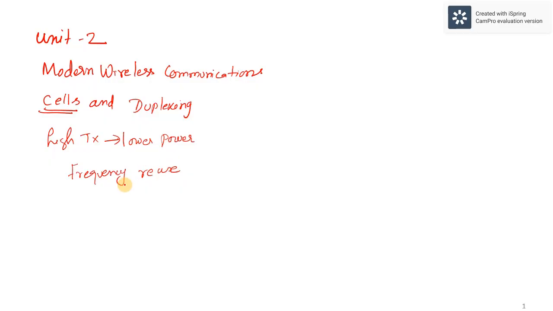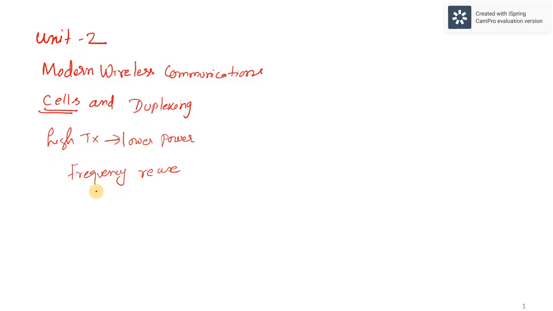So spectrum congestion can be reduced with the help of cells, and by using low power transmitters we can cover more geographical area, along with the frequency reuse technique. All these, cells, low power and frequency reuse, are used in order to improve the capacity of the system. By doing this, the service providers can improve the efficiency of a cellular network, and it also helps to serve millions of subscribers using a limited radio spectrum. That's a great advantage.